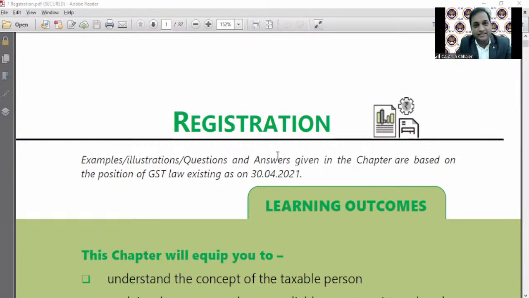I see Arun Chalyad. Today's topic is registration. It is a very important topic. If we see the past trend, an average of 4 to 5 marks is coming. Minimum 4 and maximum I have seen 11.5 marks in one attempt. So be careful about this topic. It's very simple but very important. Let's start the registration chapter.